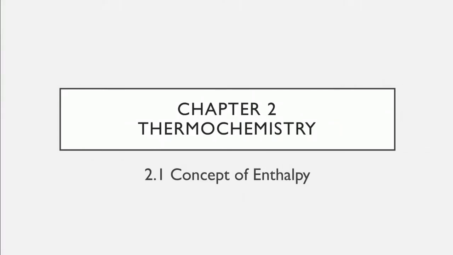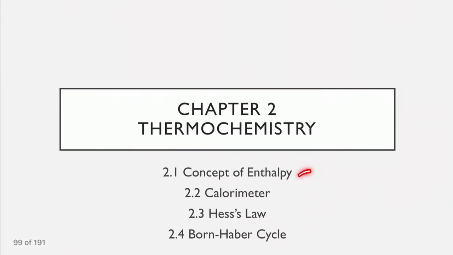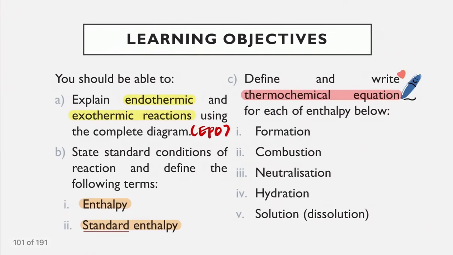So we are going to go into chapter 2, Thermochemistry, and there are 4 subtopics in this chapter. The first subtopic is Concept of Enthalpy, and these are your learning objectives. Firstly, you need to know how to explain endothermic and exothermic reactions using energy profile diagrams. Recall that from the last chapter. And then state standard conditions of reaction and define the following terms: enthalpy and standard enthalpy.